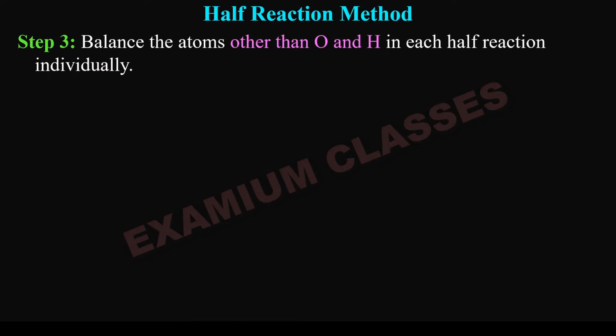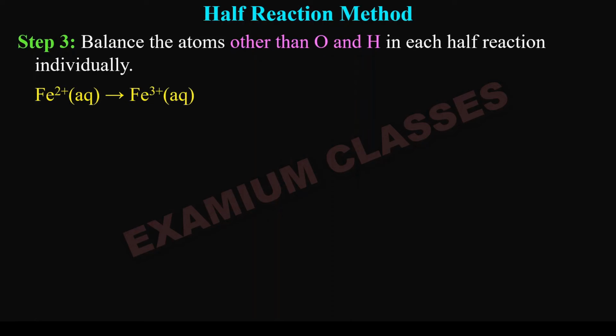After that, the third step. The third step is to balance the evident ones. If you have seen my video on the oxidation number method, that method has this hidden rule. NCERT has not mentioned it as a separate rule, so I told you, you need to remember, balance the evident ones. This is the same rule here as step 3: balance the atoms other than oxygen and hydrogen in each half reaction individually.